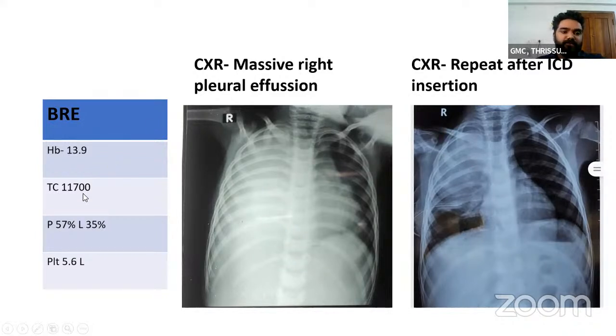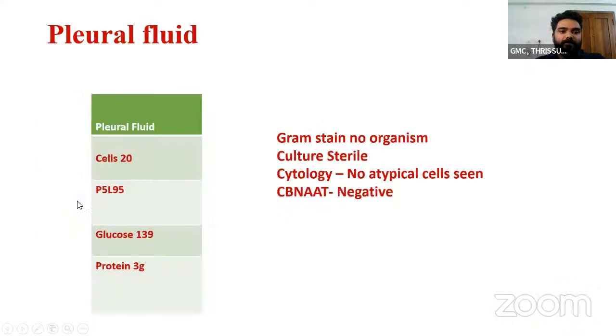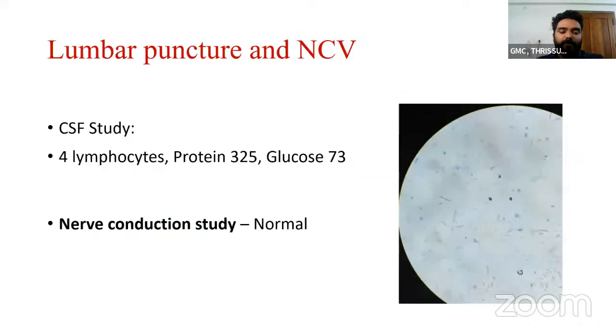Blood routine examination was almost normal. This is the pleural fluid evaluation. It showed an exudative effusion with protein of 3 grams. There was no organism on gram stain, culture was sterile, and no atypical cells were seen. We also did a lumbar puncture. It showed raised protein, almost 325 units, but cells were less than 10, only 4 lymphocytes, and the nerve conduction study was normal.